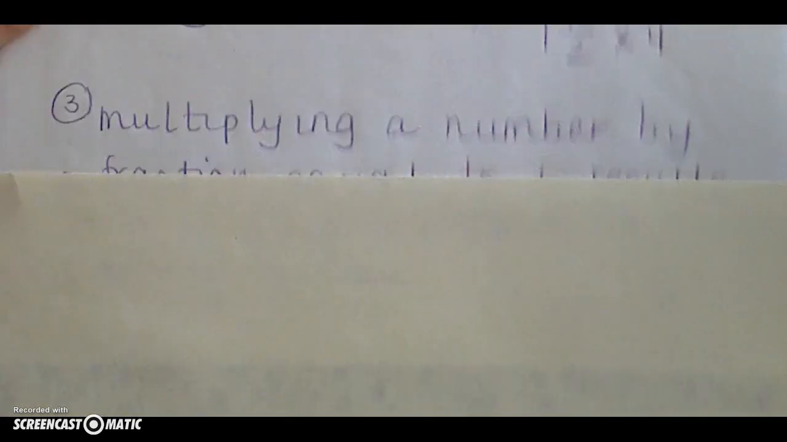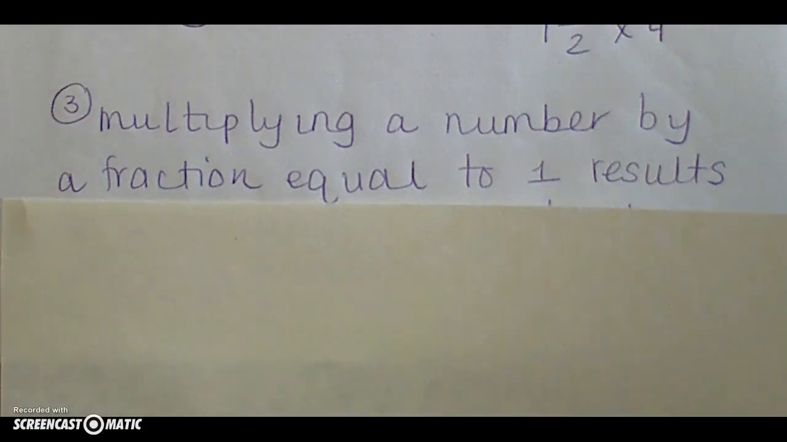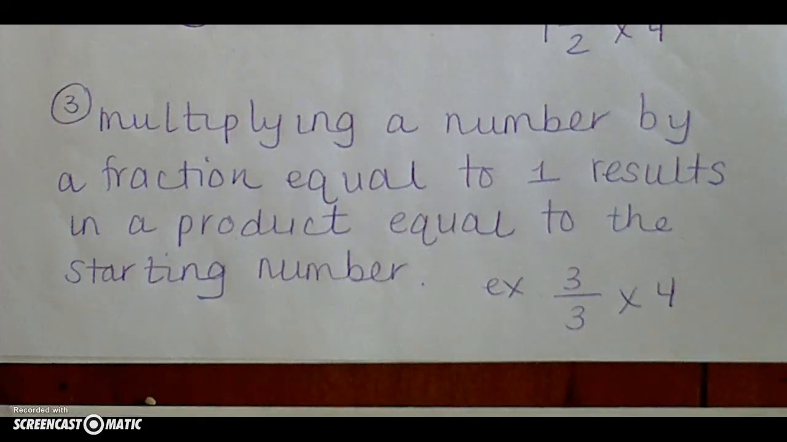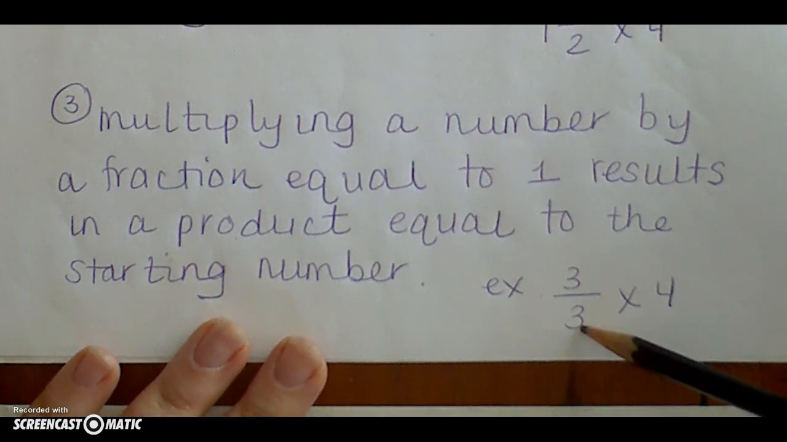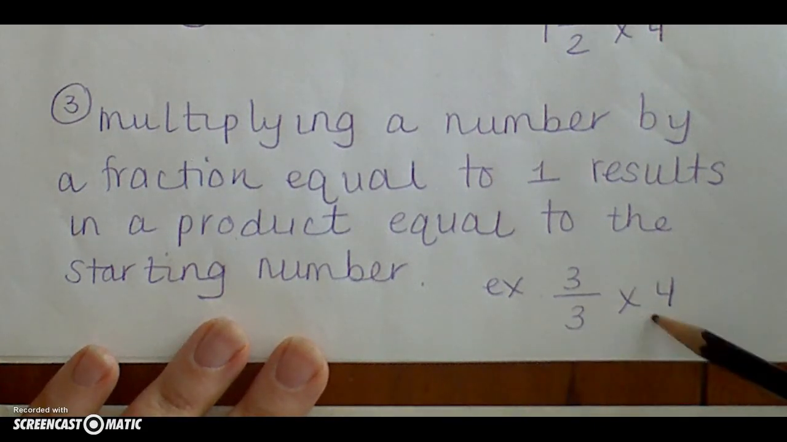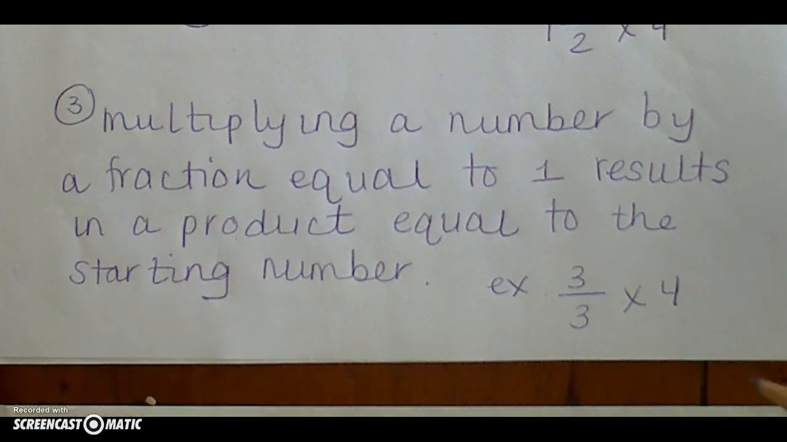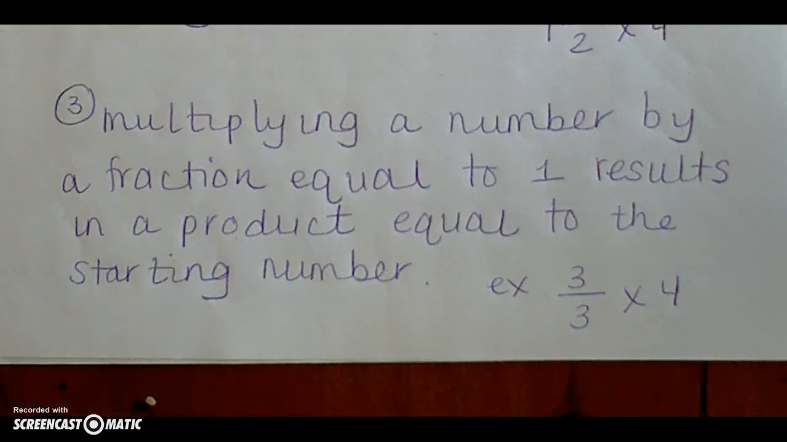And then the third and final rule is that multiplying a number by a fraction equal to 1 results in a product equal to the starting number. So if I start with 3/3, which we all know is equal to 1, and I multiply it times 4, I'm going to get a product that equals the starting number. Okay, so again, we'll do a few examples of that.